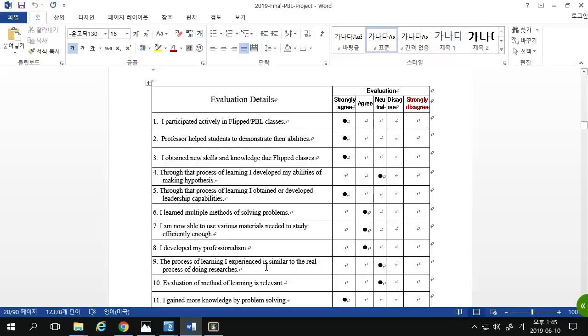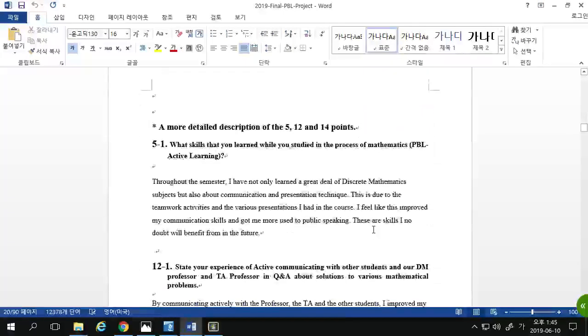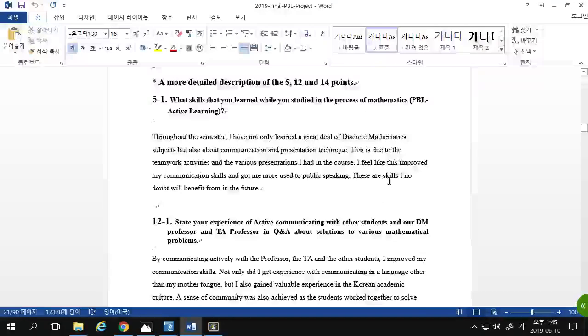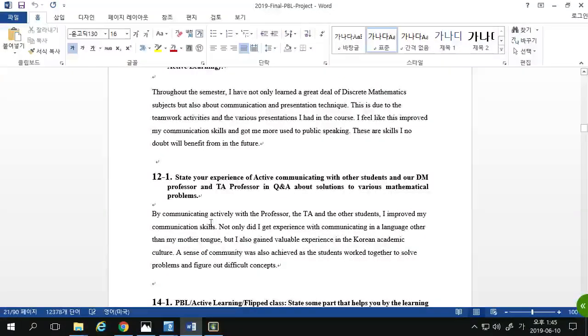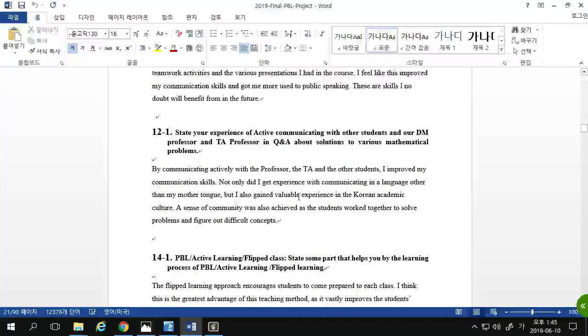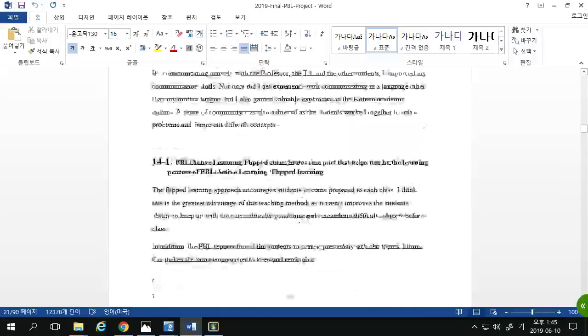Yeah, that's true. In fact, it's not negative. It's neutral. I guess it's more just the fact that I didn't see that much practical applications of it. Yeah, and also by communicating in a language other than my mother tongue and presenting, I think it's a very good experience that I will benefit from in the future.